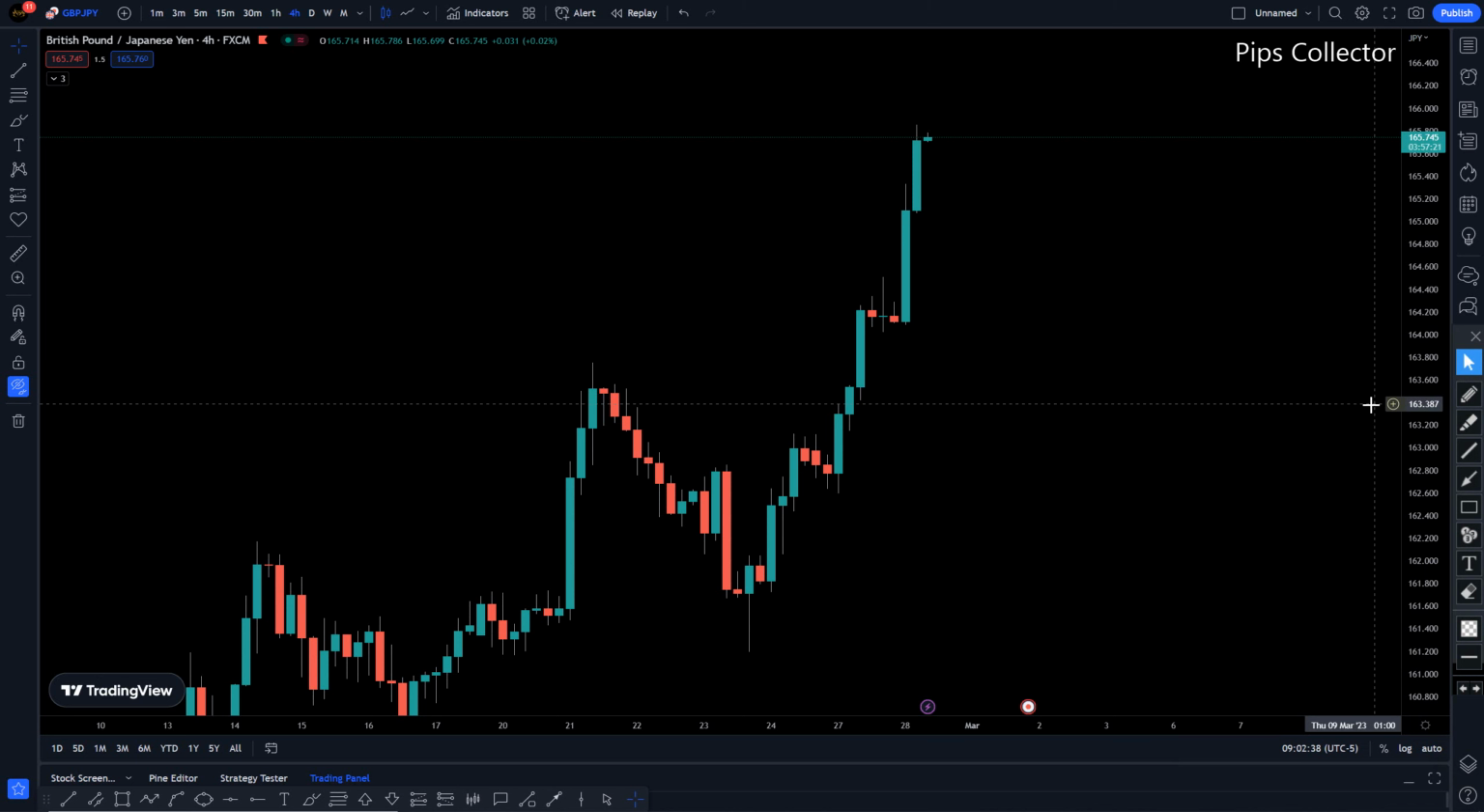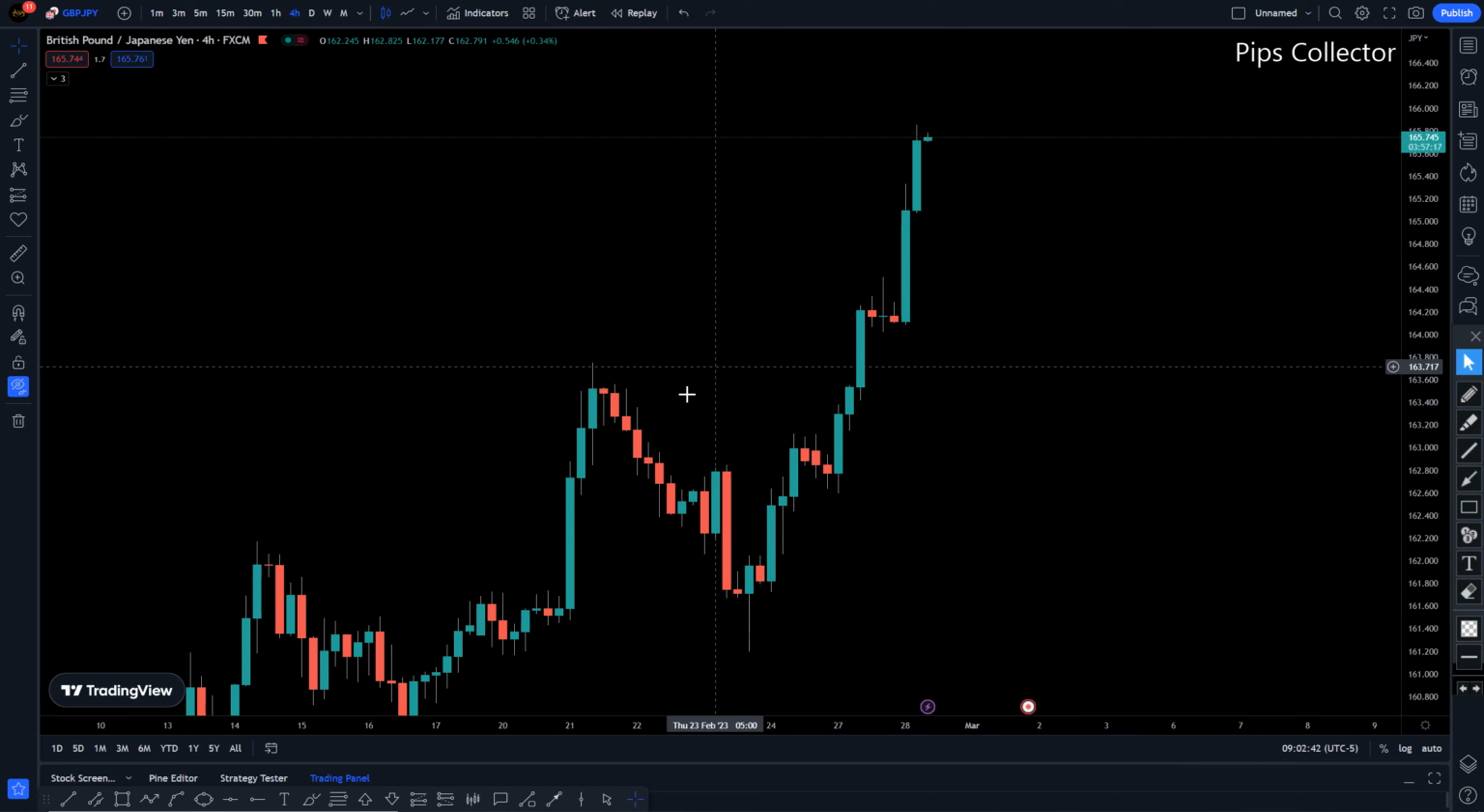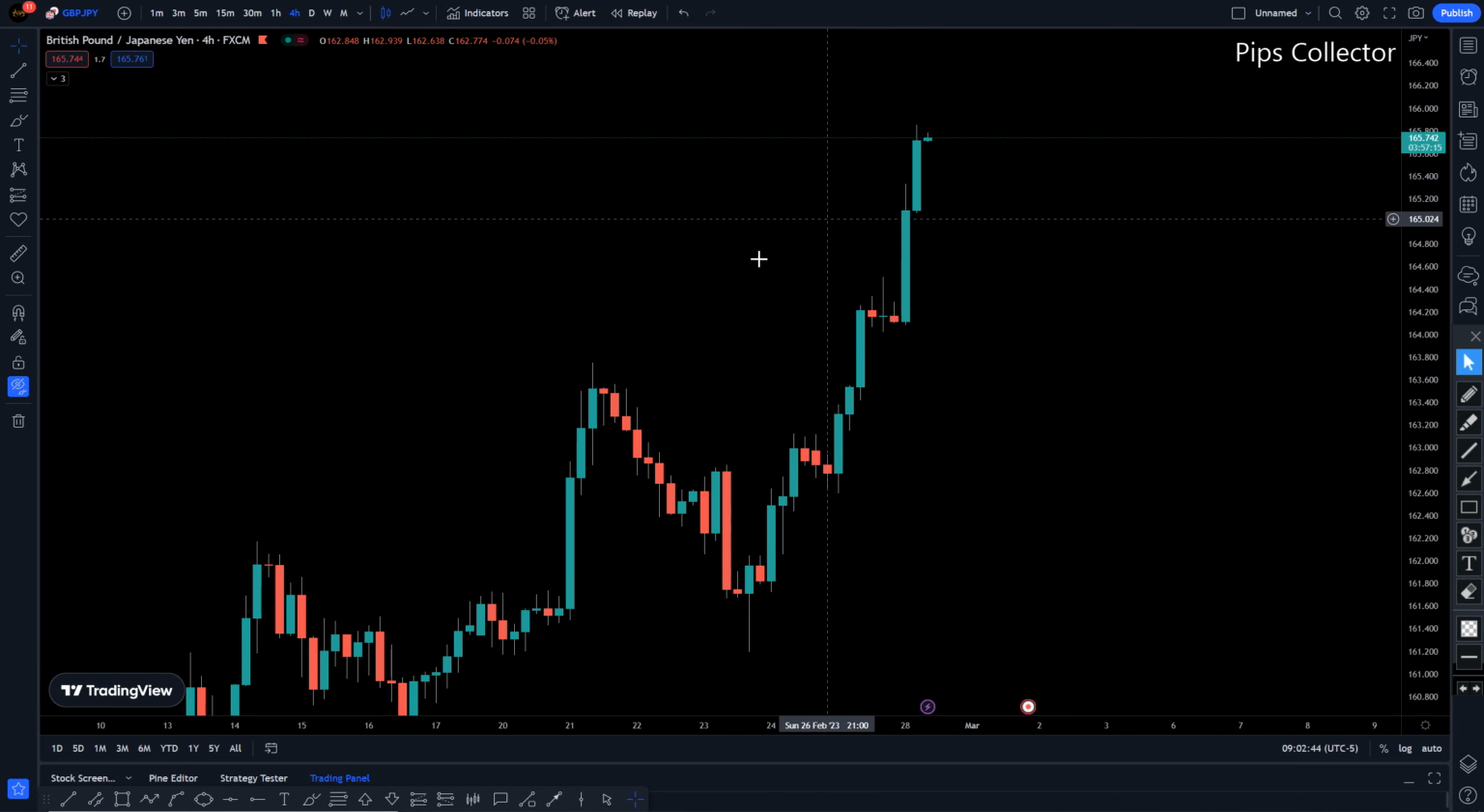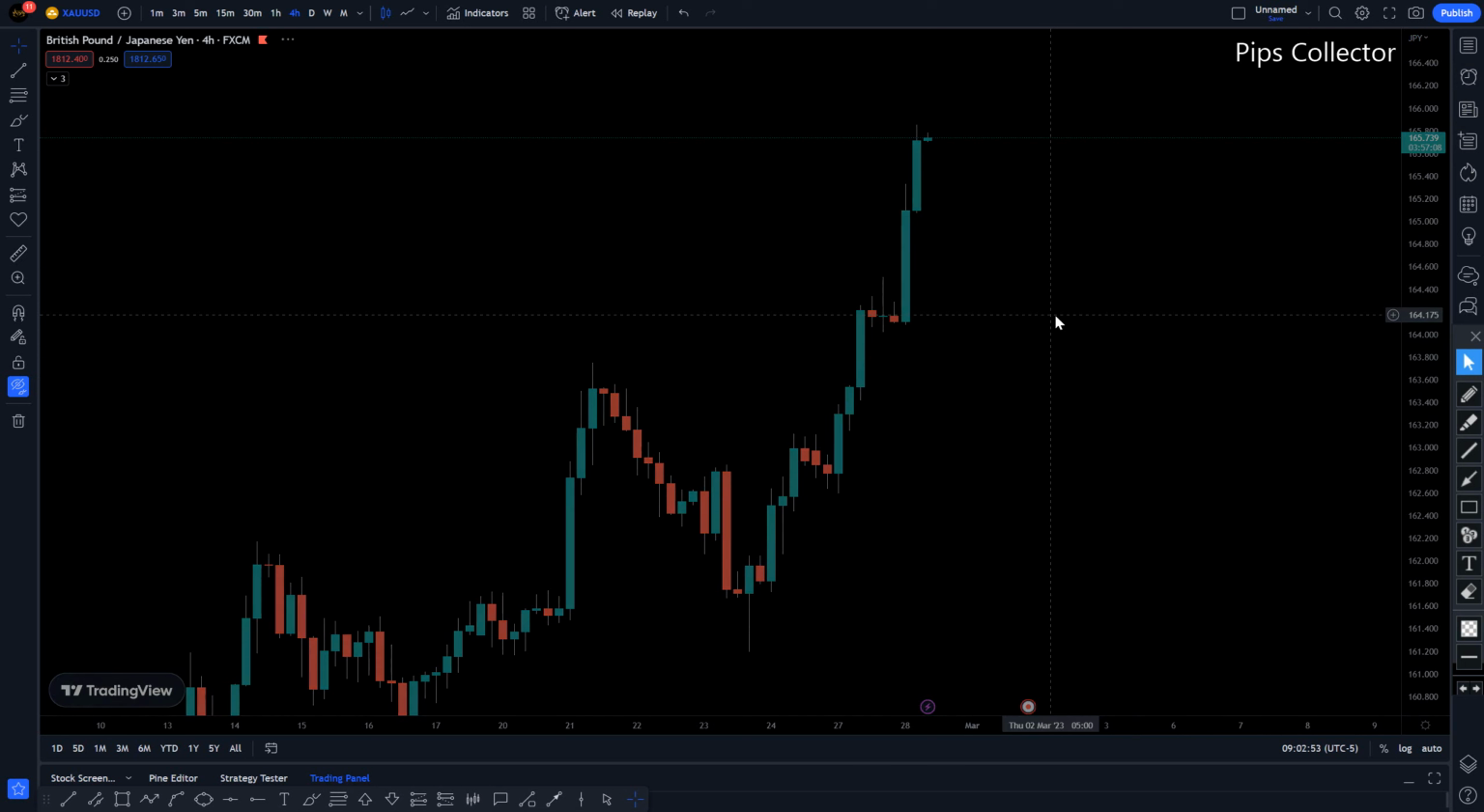Now the next thing we'll be looking at is what? Gold. Gold is very simple in the sense that because pound yen is pumping upwards, it indicates that British pound is stronger than the what? Japanese yen. But can we say the same thing for gold? Now let's look at gold.